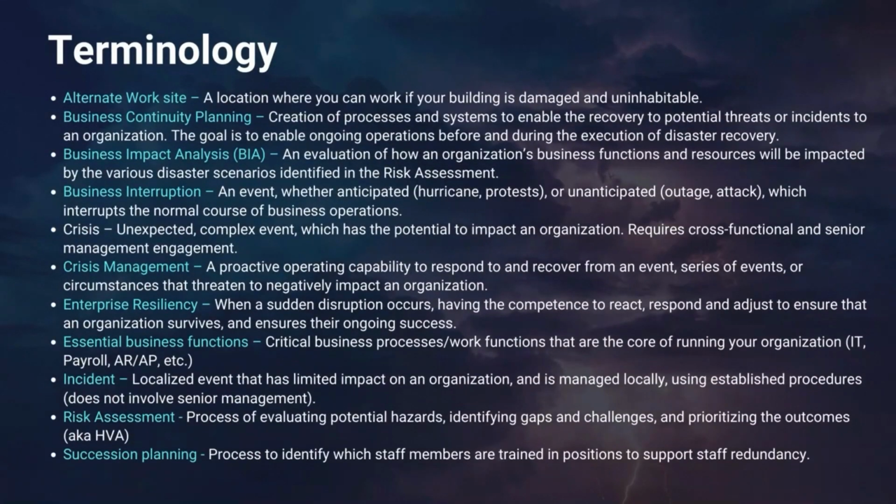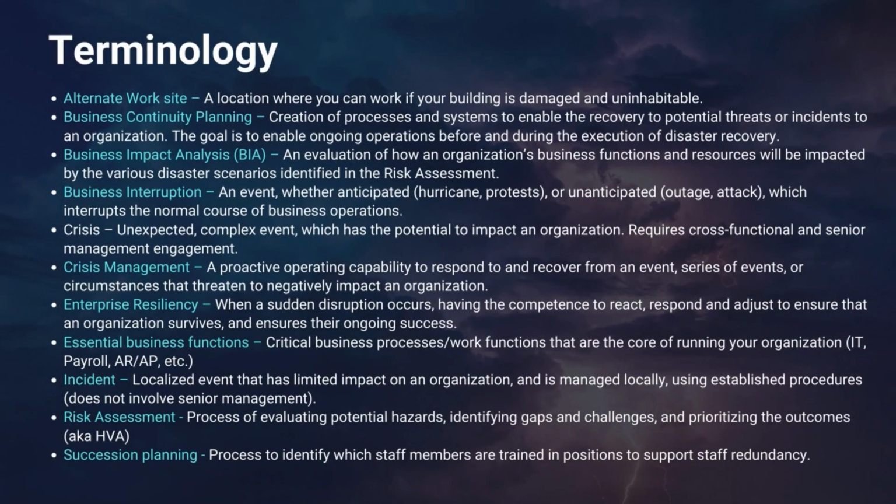Let's jump into some terminology here. There's a lot of it. This is just scratching the surface, I'm sure. Let's walk through this one. So, alternate work site: being able to go to another facility if your building or facility is damaged or basically can't be occupied. Business continuity plan, we've talked to that. The business impact analysis, we've talked about it.